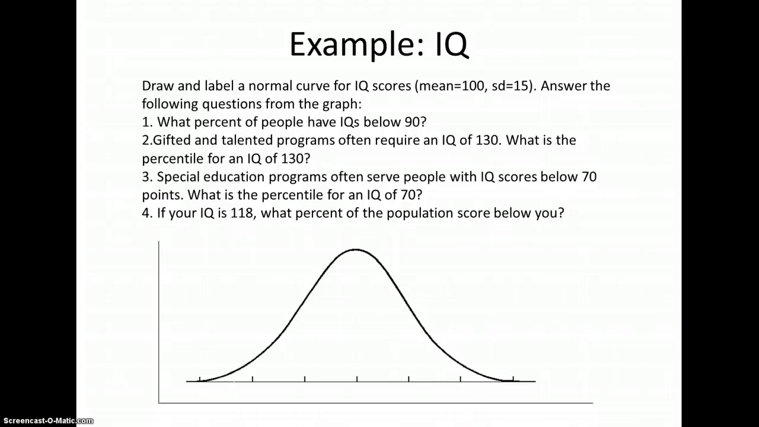What percent of people have an IQ below 90? Gifted and talented programs often require an IQ of 130. What's the percentile for an IQ of 130? On the other end, special education programs often use 70 points for IQ. What is the percentile for an IQ of 70? And last, if your IQ is 118, what percent of the population score below you?